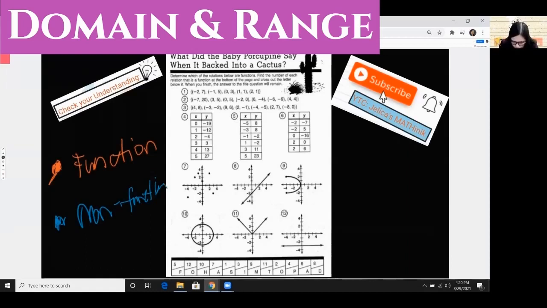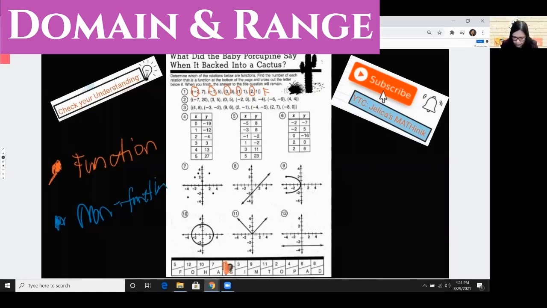So for the first one, we'll check only the domain: -2, -1, 0, 1, and 2. So there's no repetition in the domain. Therefore it is a function. It says that we're going to cancel out all the functions. So for number one, we're going to erase this one. So number one is not included.